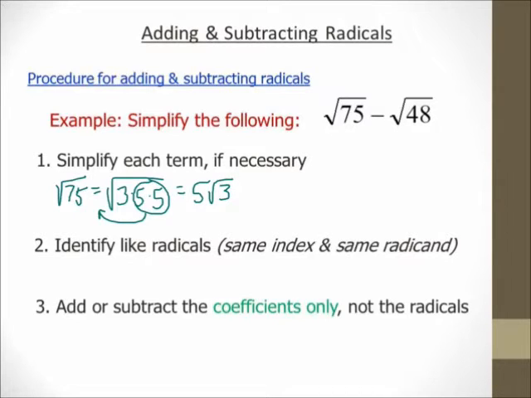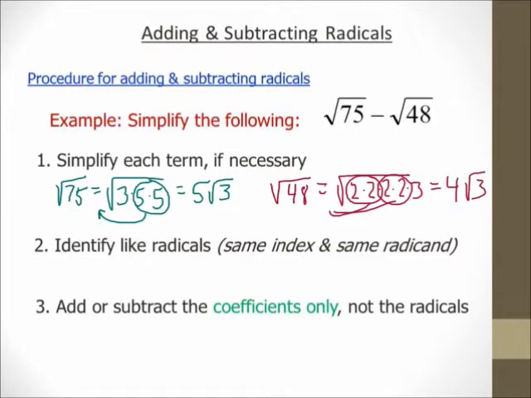For square root of 48, I'm going to have 2 times 2 times 2 times 2 times 3. My index is a 2, so I'm going to circle groups of 2 of the same thing. So I bring one of each of those 2's out. I'm going to end up with 2 times 2, which is 4, square root of 3. So step number 1 is done.